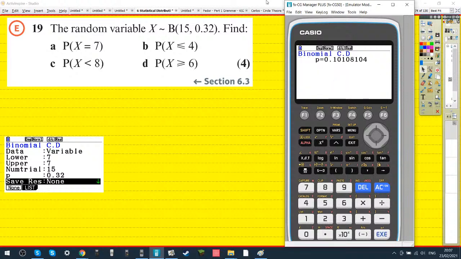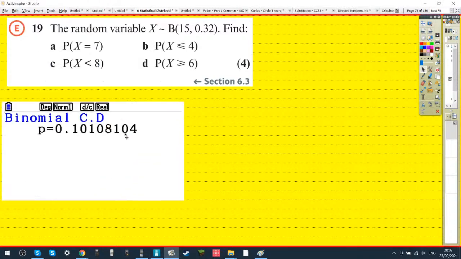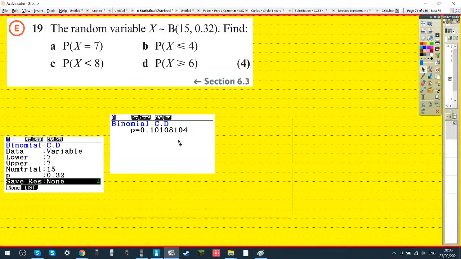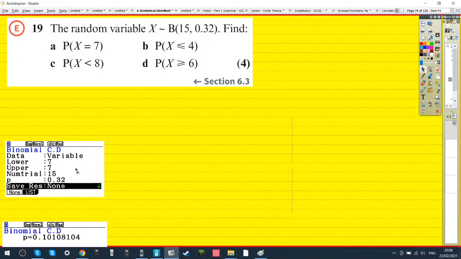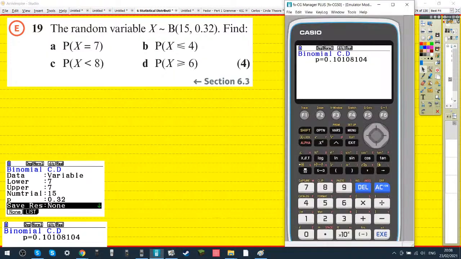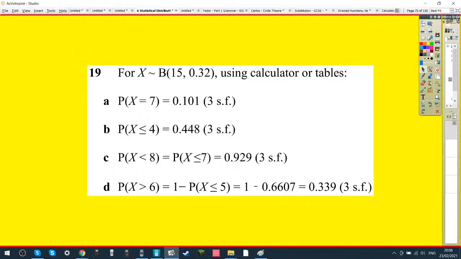Great. B. So for B, the lower is 0 and the upper is 4. Yep. That gives you 0.448. What's different about C? For C, the lower would be 0, but the upper would be 7. That's it. And then how about D? For D, the lower would be 6 and the upper would be 15. Yeah, that's fine. I think you know what you're doing.